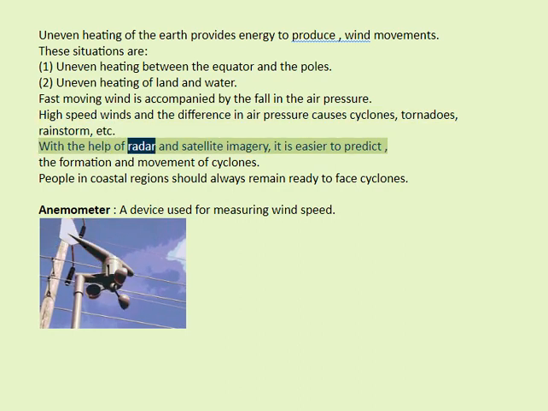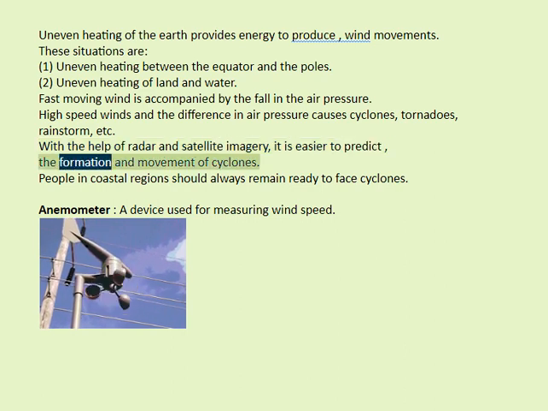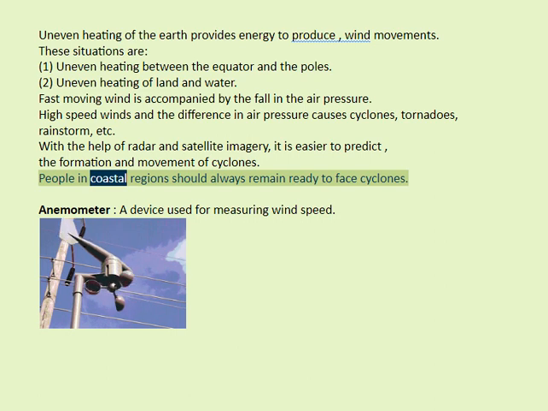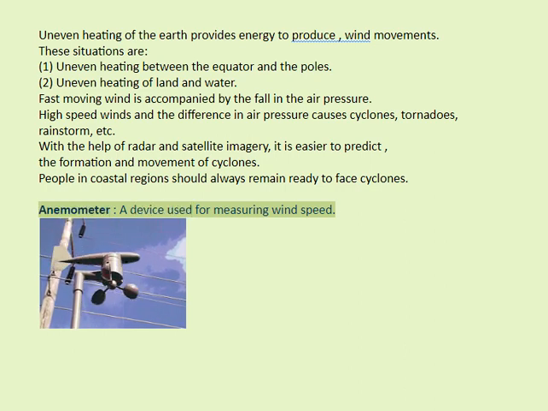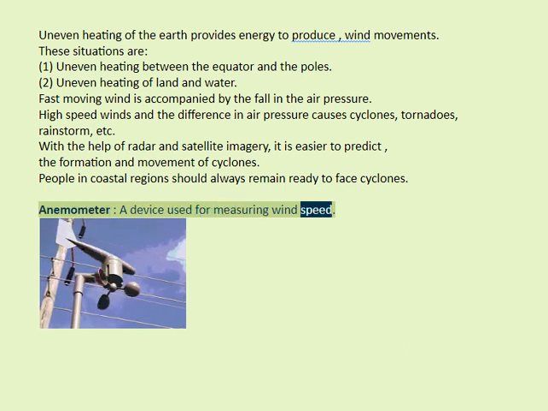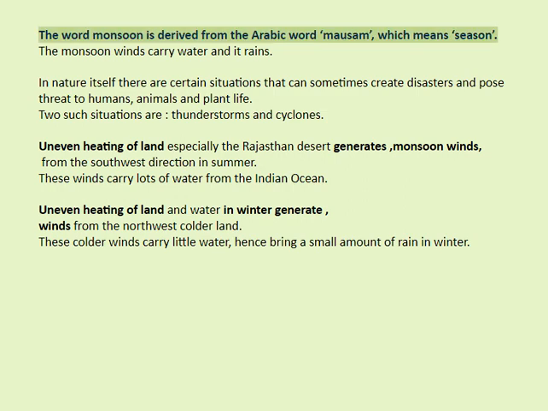With the help of radar and satellite imagery, it is easier to predict the formation and movement of cyclones. People in coastal regions should always remain ready to face cyclones. Anemometer, a device used for measuring wind speed. The word monsoon is derived from the Arabic word mawsum, which means season. The monsoon winds carry water and it rains.